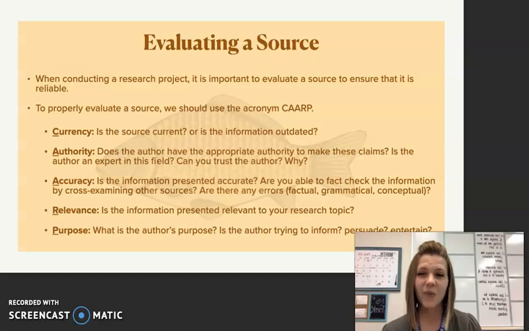Next, we have to look at relevance. Is the information presented in the source relevant to our topic? If it's not relevant to our topic, again, we probably shouldn't use that information.